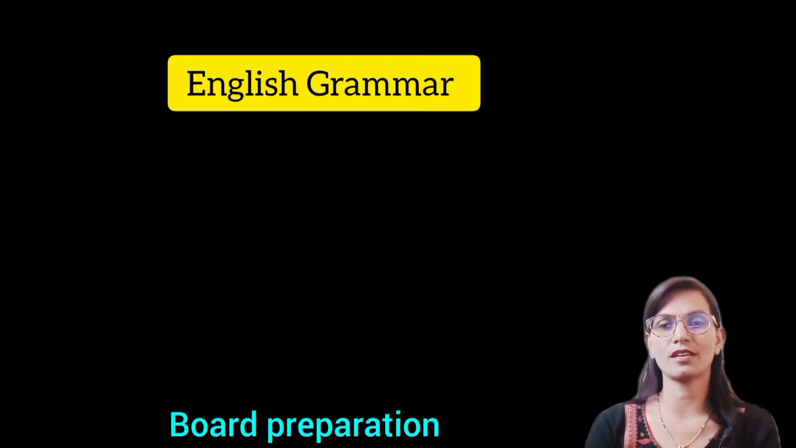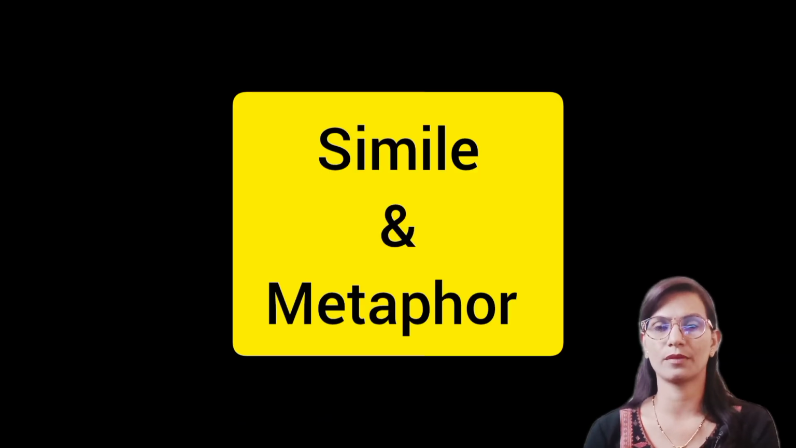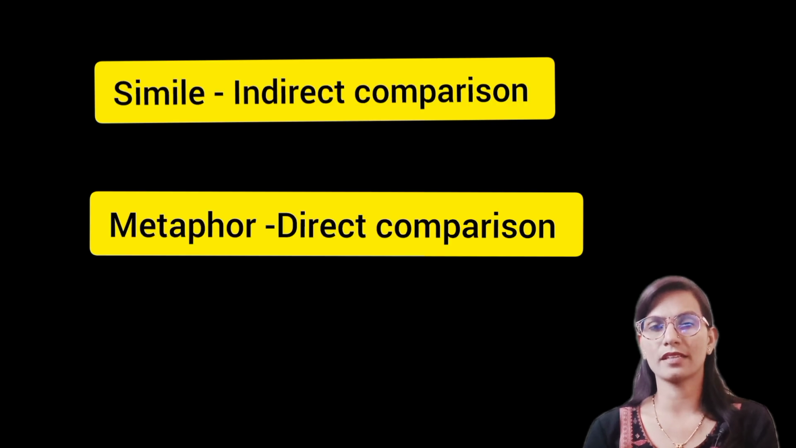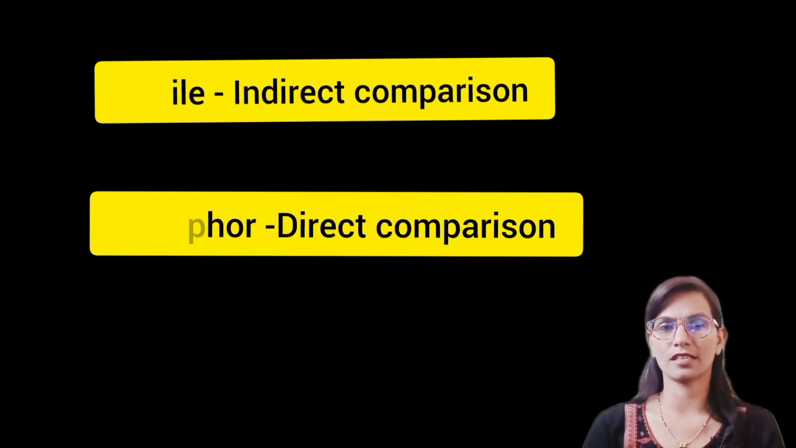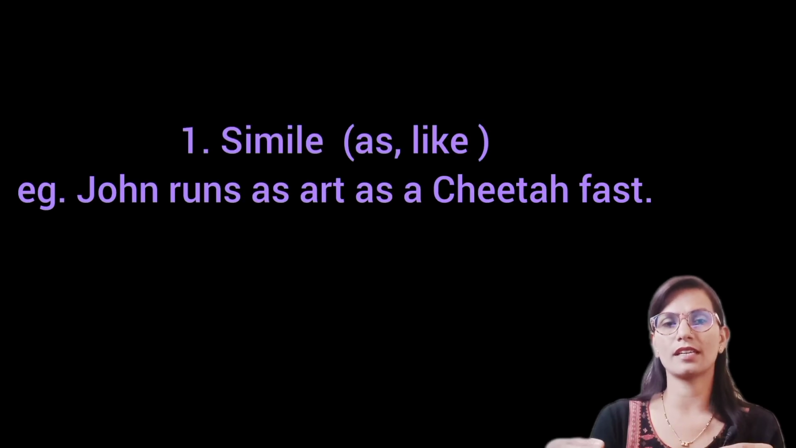In today's session, we are going to see 20 important figures of speech. So let's start with simile and metaphor. Here, you will have comparison. In one, you will have direct comparison, and in the second one, indirect comparison. Means, in short, if you have comparison in the given sentence, then you can simply think about simile or metaphor.